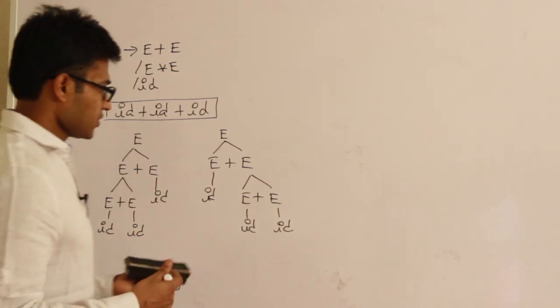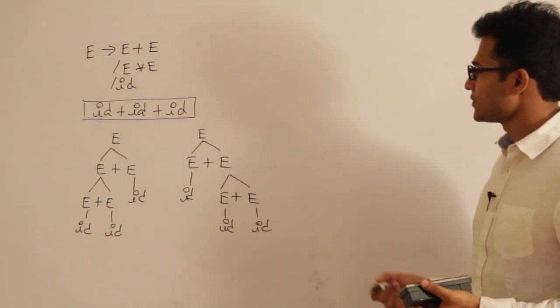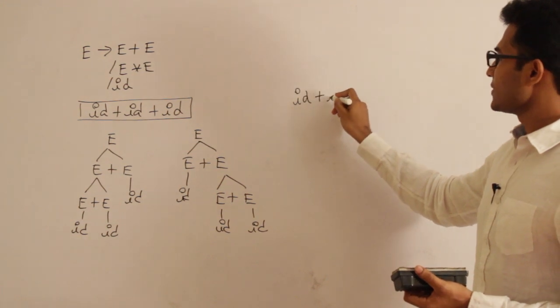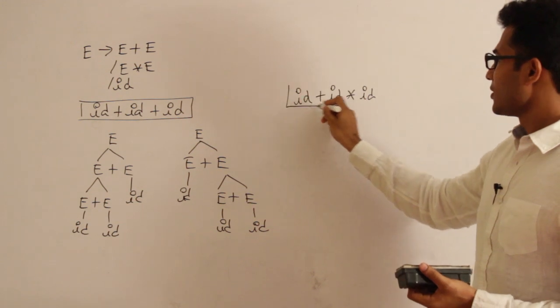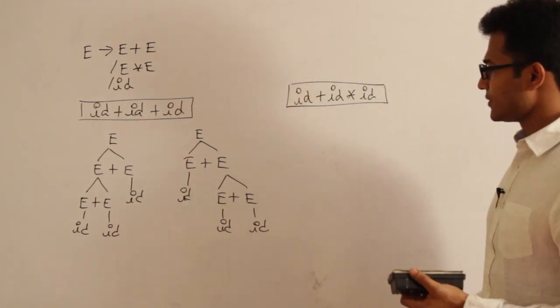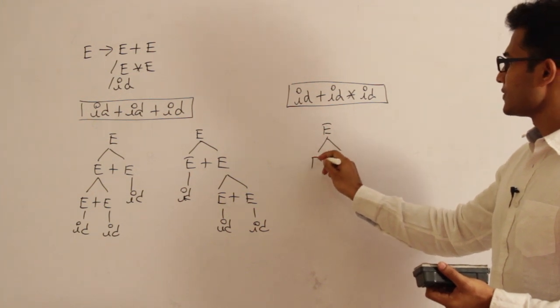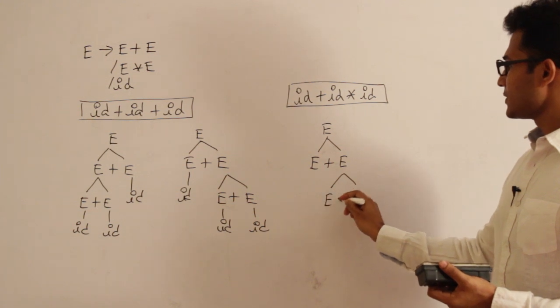Maybe if we take one more string, then it will give us some more insight about it. We got some insight here. I want to see some more. id plus id star id. If this is the string, let us see what are the two parse trees we get. One parse tree is E derives E plus E, and second E derives E star E.